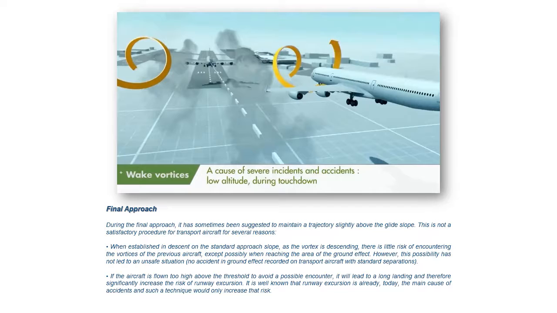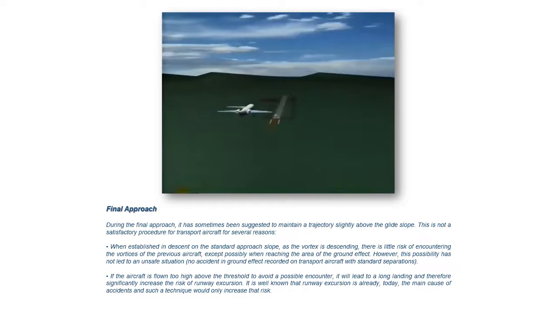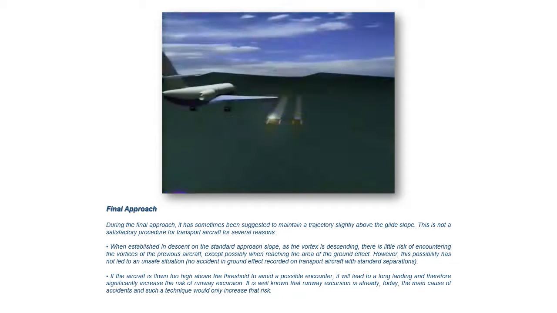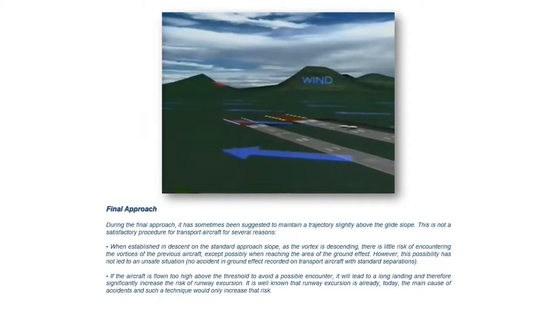only increase that risk. Larger aircraft on the same runway: stay at or above its flight path, noting its touchdown point and landing beyond it. In the case of parallel runways closer than 2,500 feet, landing behind a larger aircraft requires the pilots to be aware of possible wind drift towards their runway. Stay at or above the larger aircraft's flight path and note its touchdown.